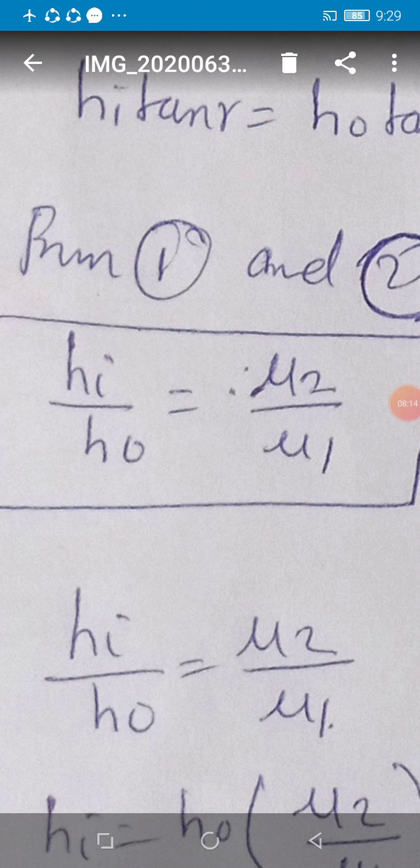So even suppose the denser medium is first, okay, there you can write mu1, because in the previous video I had taken mu1 as the rarer medium. So remember, it is not a fixed thing. Mu1 and mu2 are not fixed as rarer and denser. Okay, so in this formula mu1 and mu2 simply mean first and second medium.